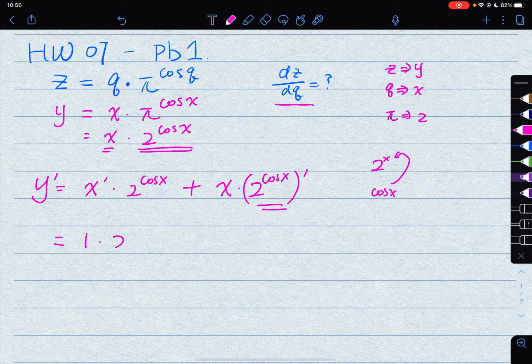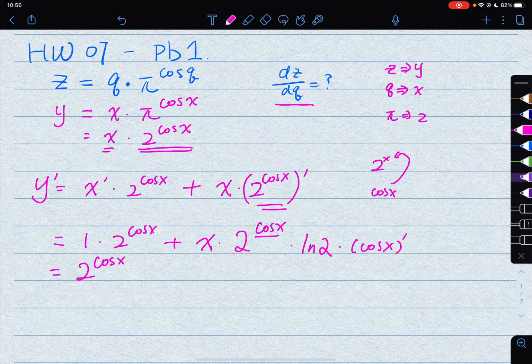x prime equals 1. And then you end up with x times, well, chain rule, you differentiate the outside layer 2 to the x first, so it's 2 to the x times ln of 2, and then you substitute the inside layer, and then you take the derivative of your inside layer. So your final answer is 2 to the power of cosine x plus x times 2 to the cosine x times ln of 2 times negative sine of x.